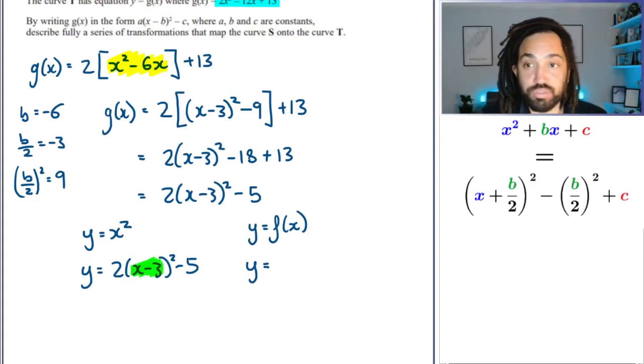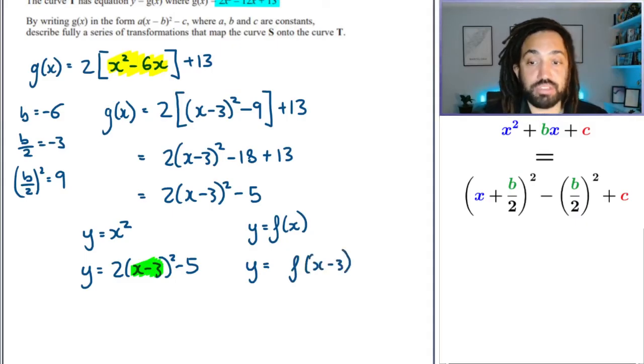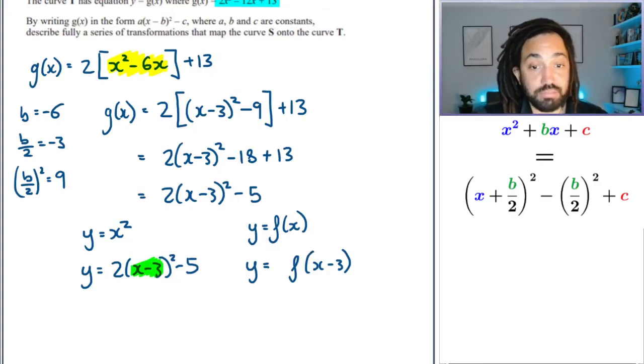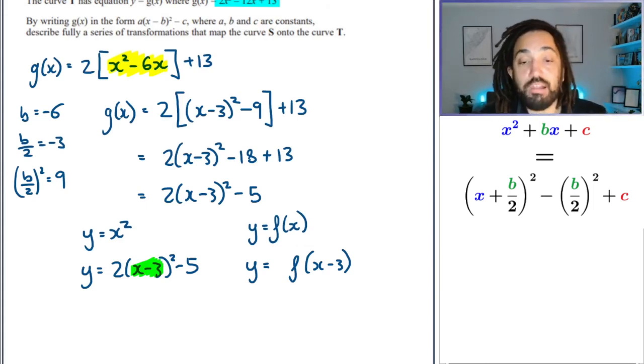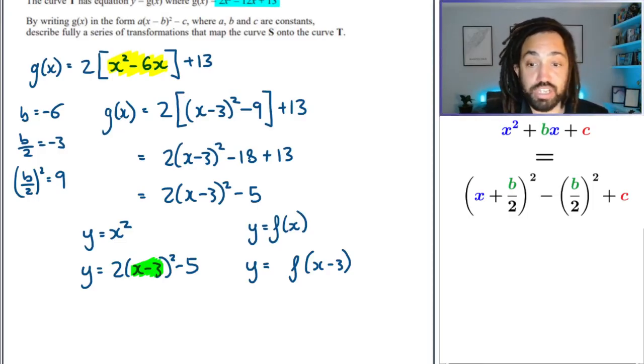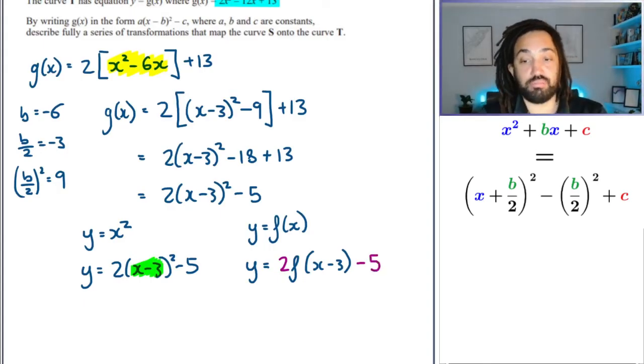So what we actually have here is, the first thing we're doing is swapping x for x minus 3. So the input has become x minus 3. And then we're squaring, which is part of the original function already, because the original function is x squared, so that's not going to have any effect. And then we're multiplying by 2, so we would write times by 2 at the front, and then we're subtracting 5, so subtract 5, like so.